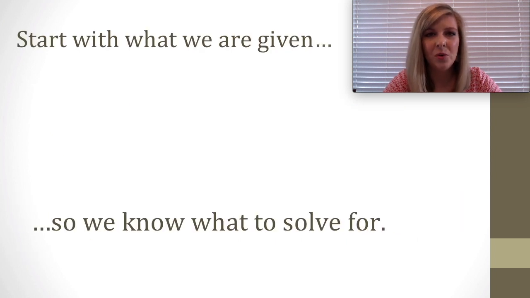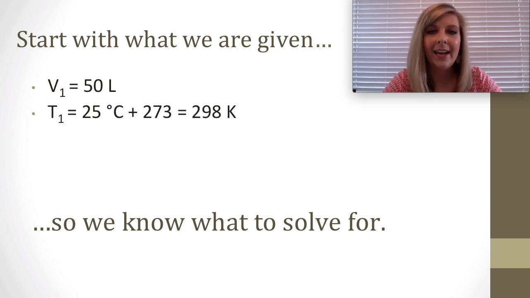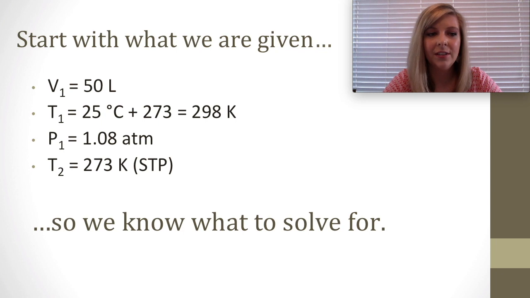So let's break down this word problem and write down what we are given. We were given V1 as 50 liters, T1 as 25 degrees Celsius, but remember, for every degree C, we have to add 273, so 298 Kelvin. P1 is 1.08 atmospheres. T2, we've already talked about, is 273 Kelvin, and P2, we also already talked about, is 1 atmosphere. So we know what we need to solve for because we only have one variable left, which means we are solving for V2.